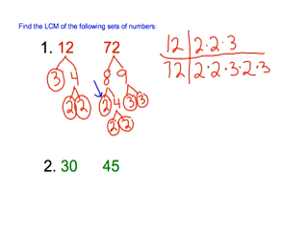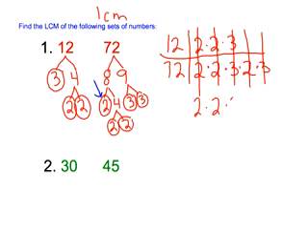Alright, so here's where GCF and LCM are going to differ. For LCM, I teach students to use lowercase l's to bring every number represented down. So we're going to bring this number down, bring this number down, bring this number down, bring this number down, and bring this number down. So we wind up with 2 times 2 times 3 times 2 times 3. And that's going to give me my LCM.